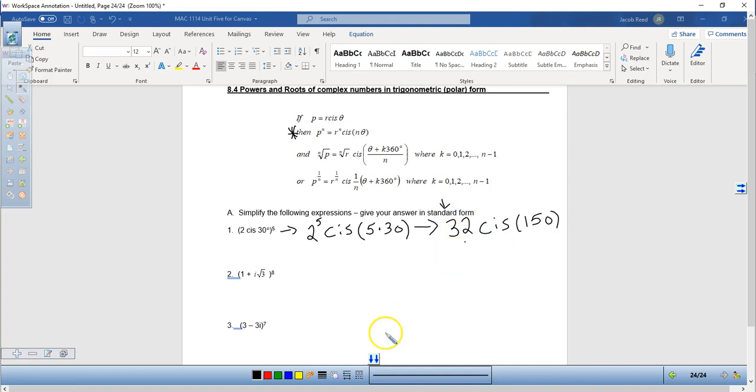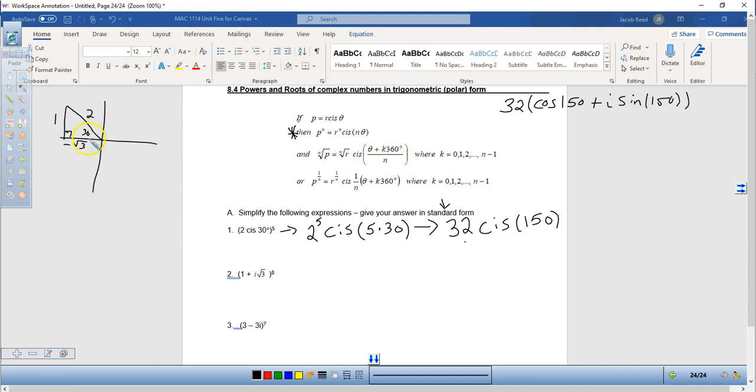Now we want answers in standard form, which means going from polar to rectangular. And we know how to do it from this part. Once we get past this formula, it's just like what we've been doing. We're going to do 32 multiplied by cosine of 150 plus i sine of 150. Well, just a picture for reference, 150 degrees, that's right here. We have 180 right here. We're on 150. That means this is a 30-degree angle. 1, 2, negative root 3.